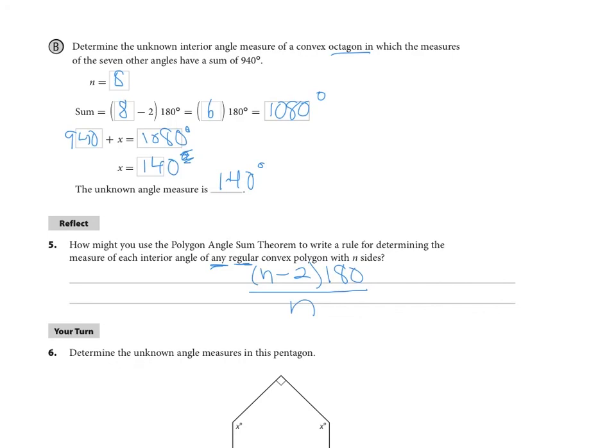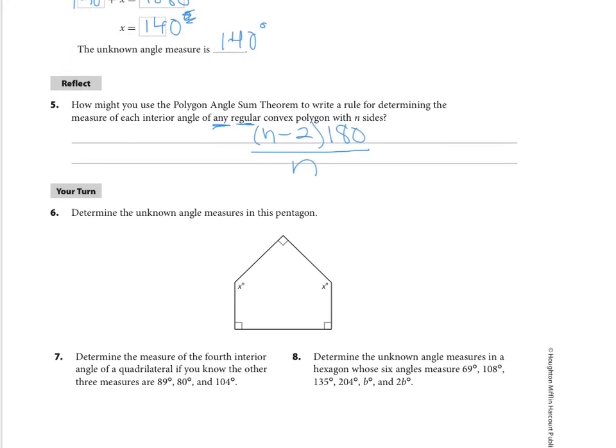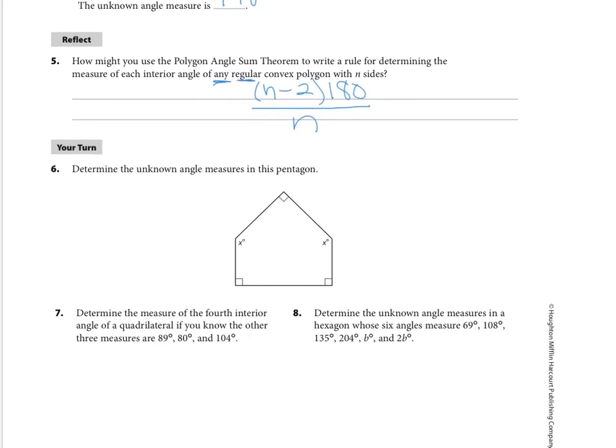All right, you guys, I would like for you to do, if you would please, the your turns at the bottom of this page before you move on to video 7.1b. So you do 6, 7, and 8 and see what you can do with those polygon angle sum theorem problems. Number 6, 7, and 8. And we'll see you in the next video.